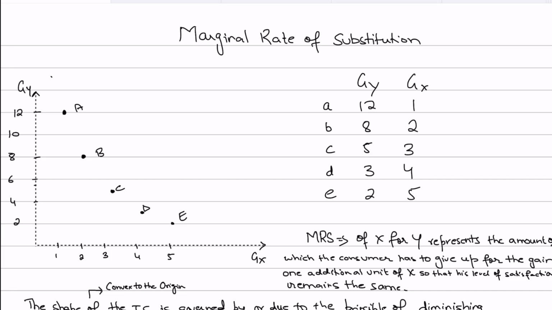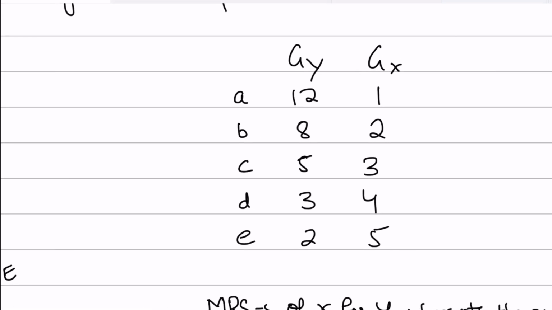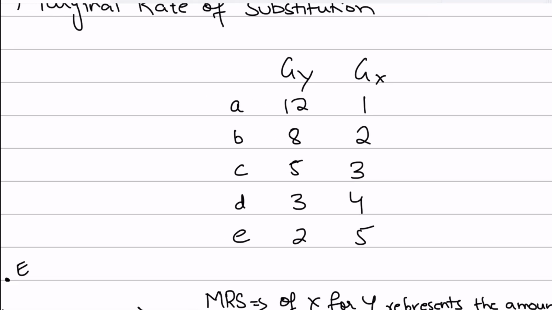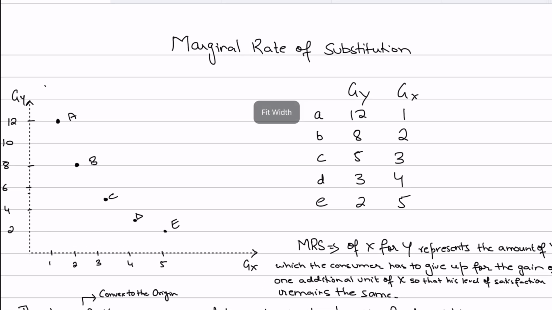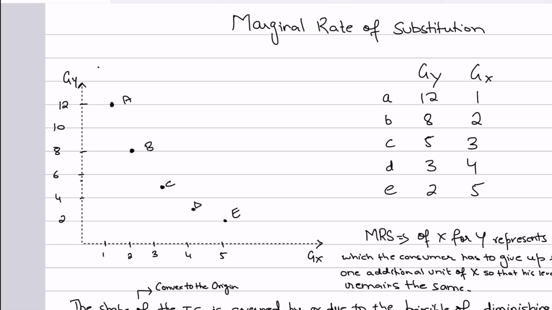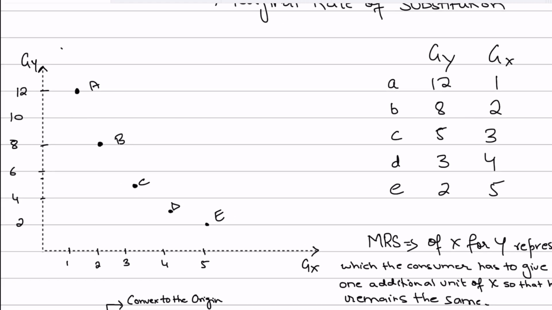Right? Okay, so you have a table that is given on the right that shows different combinations of x and y. And so if we plot all these combinations on the left and we join all these combinations, basically we get an indifference curve. And I'm labeling this as IC1. And so the indifference curve is just showing different quantities of x and y that give the same equal satisfaction.